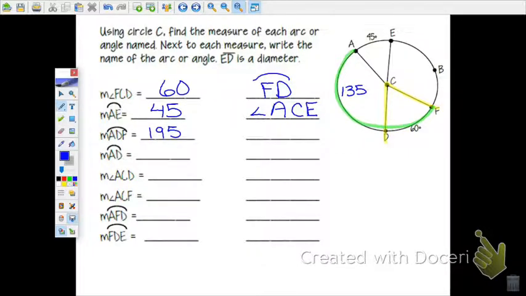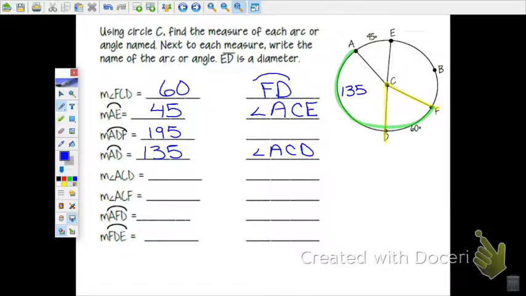195. Because it's a major arc, I cannot name a central angle that goes with it. You can only write central angles for minor arcs. Next one, I need the measure of arc AD. That's the one that we just found to help us find the previous. So we know that that's 135. What would be the name of the central angle that formed that arc? Angle ACD, or you could name it angle DCA.